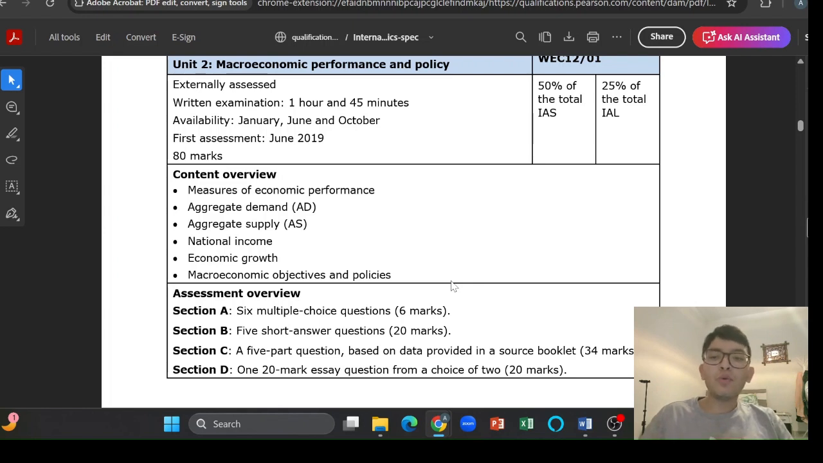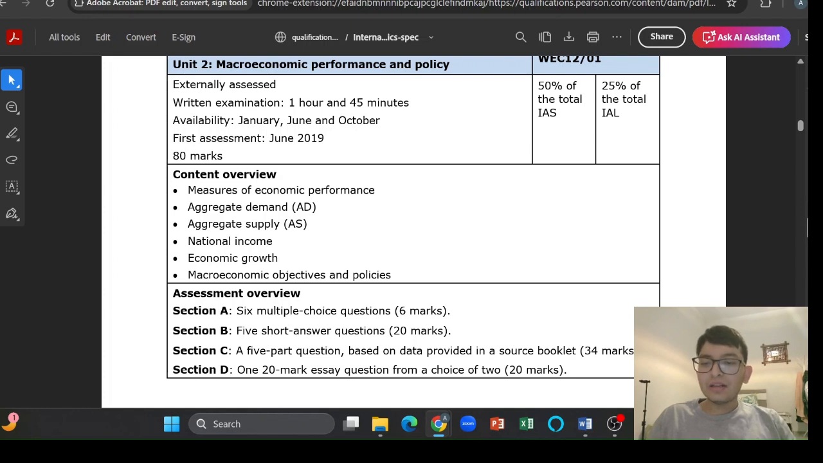It's also very simple. If you have taken GCSE economics, you would have learned about macroeconomics as well, because macroeconomics and microeconomics are separate in GCSE economics as well. So the content is also pretty straightforward. There's economic performance, aggregate demand, aggregate supply, national income, economic growth, macroeconomic objectives, and policies. So it is again pretty similar to the topics of Unit 1, like demand and supply especially, but it's more to do with the global context and with countries in particular.